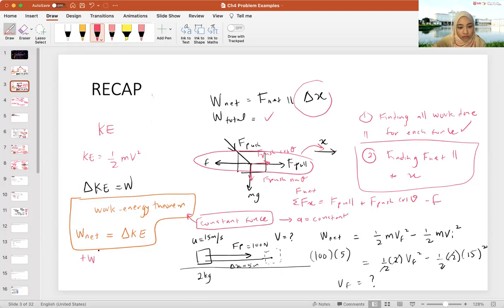When we have positive work done, it means that my V is going to be greater than U, and when I have negative work done, my V is going to be less than U. Dia akan slow down. This one, if I have positive work, I will be speeding up ataupun I will be gaining energy in the form of KE.